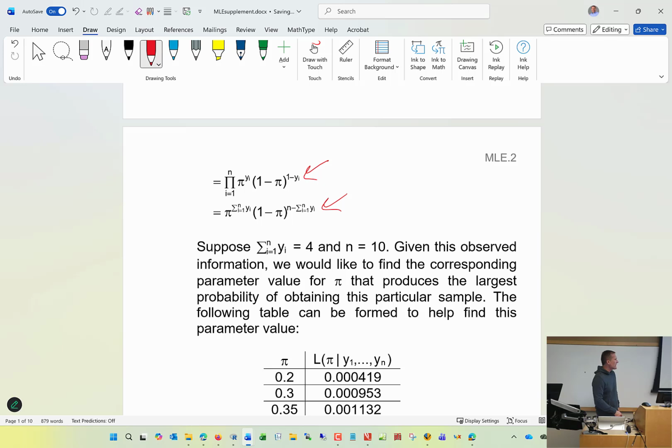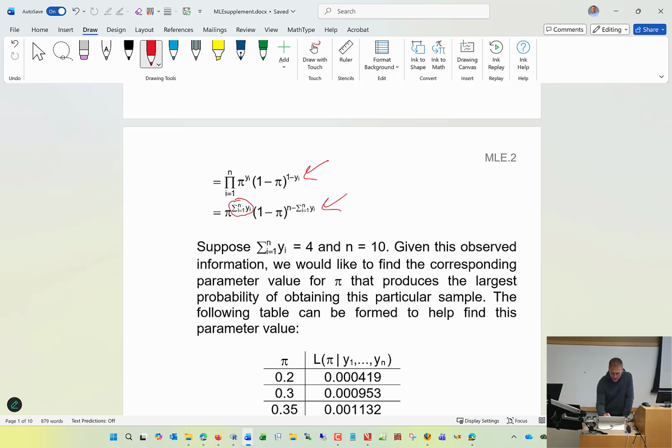So given what's in that exponent area of pi here, what would be a way to describe this in the context of our problem here? What does the sum of the y's mean? It's the number of observations. Not observations. Successful attempts. Number of successes. Yeah. So close, but yes, number of successful attempts.